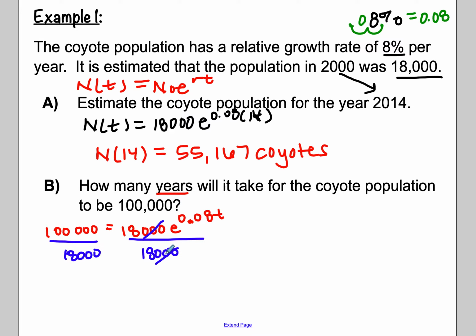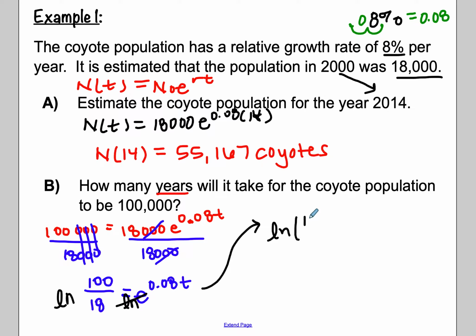So this cancels. I'm just going to reduce this. I have 3 zeros that would all cancel, so I have 100 over 18. I'm going to leave it like that for now. 100 over 18 equals e to the 0.08 t. Now that I have e by itself, I want to get rid of it so I can solve for t. The way we get rid of e is to take the natural log, because they are inverses and cancel each other out. So I have ln of 100 divided by 18 equals 0.08 t. My last step to get t by itself is to divide by 0.08.